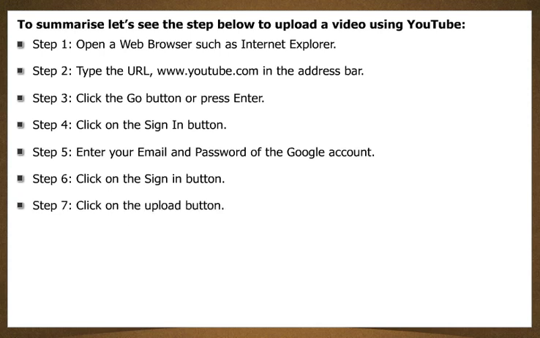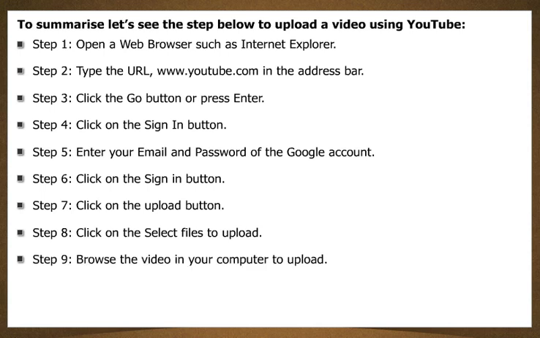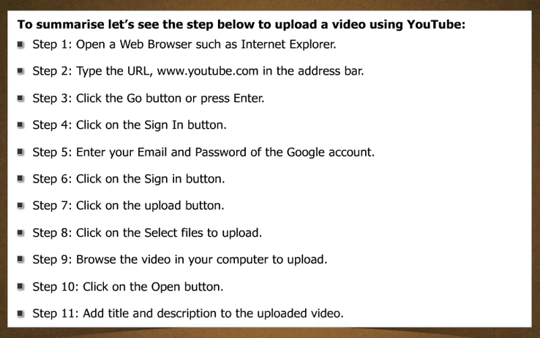Step 7. Click on the Upload button. Step 8. Click on the Select Files to upload. Step 9. Browse the video in your computer to upload. Step 10. Click on the Open button. Step 11. Add title and description to the uploaded video.